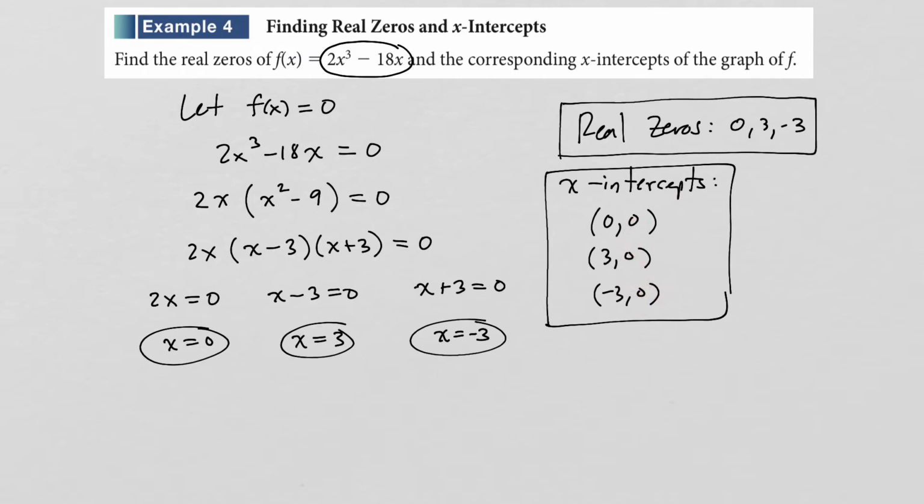And what this means is that if you were to graph this polynomial, which I am not going to do completely here, but if you did, we know that it would have an x-intercept at the point (0, 0), the point (3, 0), and the point (-3, 0). And when you combine that with the end behavior, we can sketch a graph relatively quickly. Okay, so we'll be talking about that in the coming examples.